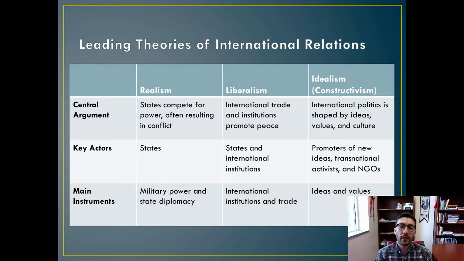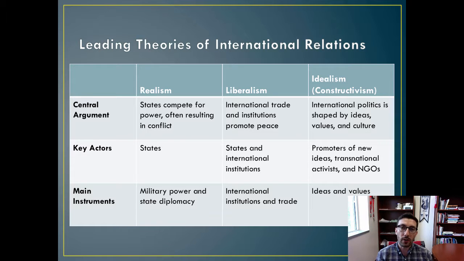So what we're going to be doing is laying the groundwork for understanding the differences between the different kinds of theories or schools of thought in international relations. For each of the schools of thought that we look at, I'm going to explain the central argument, the key actors, and the main instruments of international relations. The first one, which we're going to talk about when we get to Module 2, is realism.